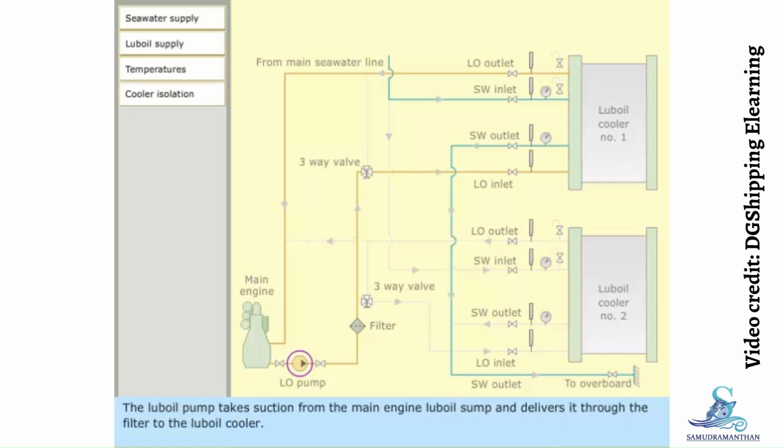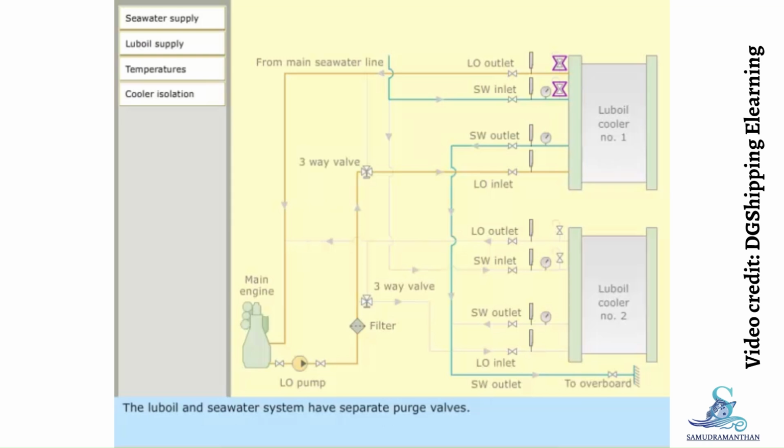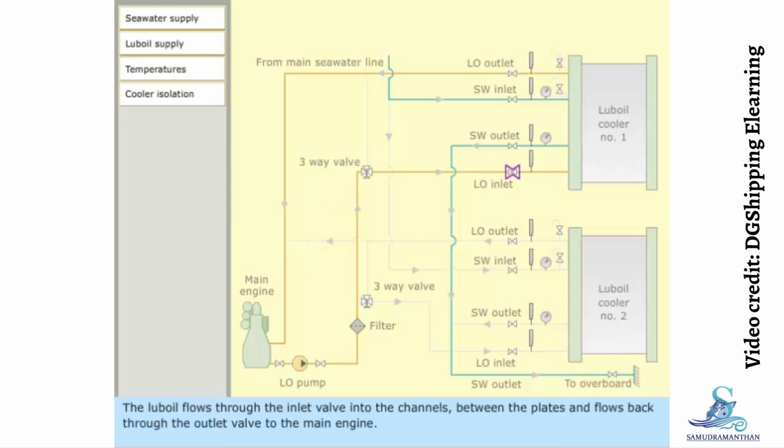The lube oil pump takes suction from the main engine lube oil sump and delivers it through the filter to the lube oil cooler. Number 1 cooler is in operation, while the number 2 cooler is kept on standby. The lube oil and the seawater system have separate purge valves. The lube oil flows through the inlet valve into the channels between the plates and flows back through the outlet valve to the main engine.